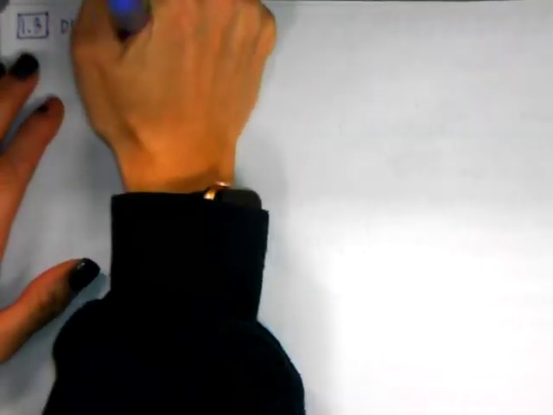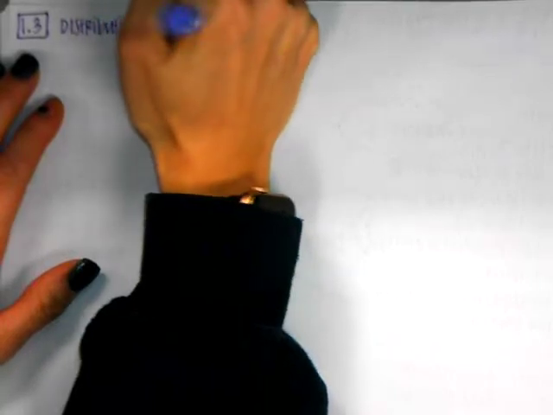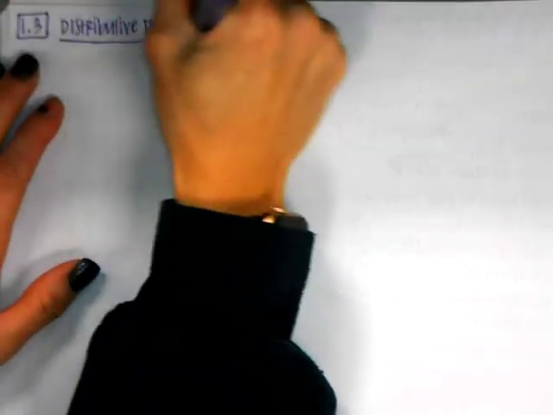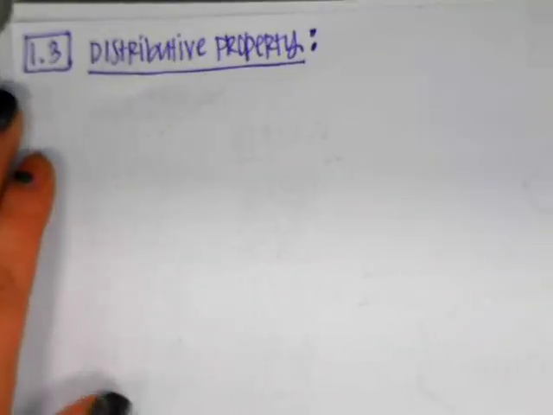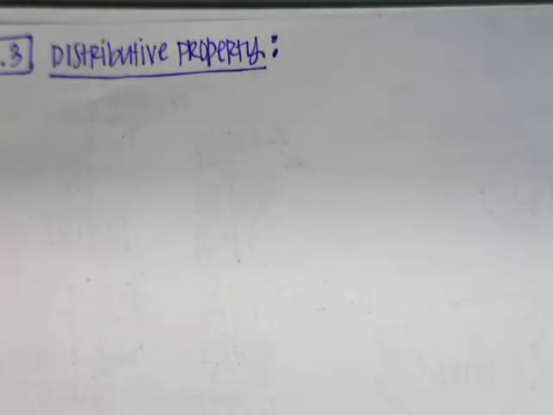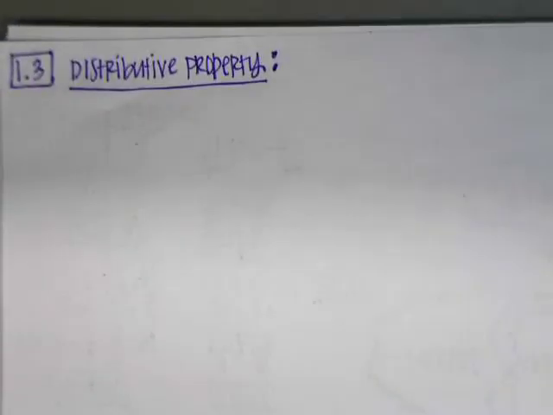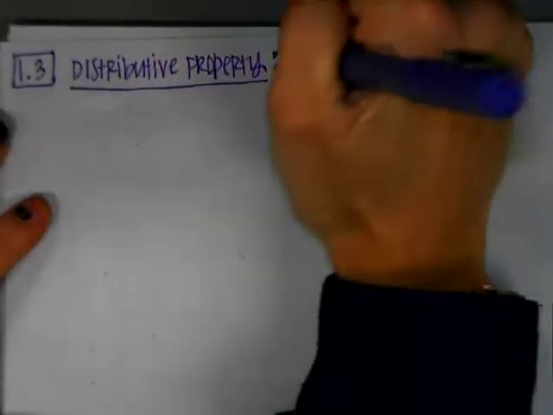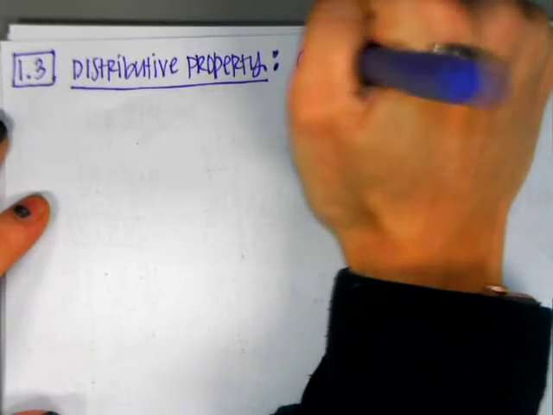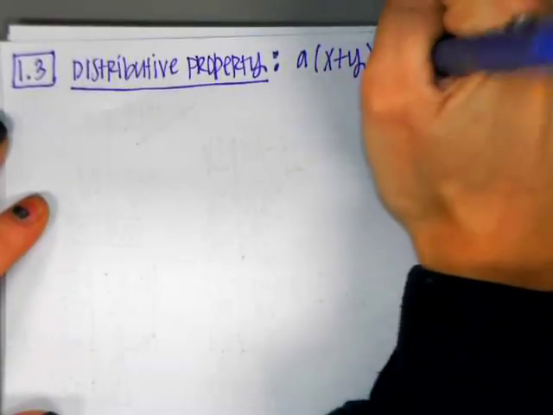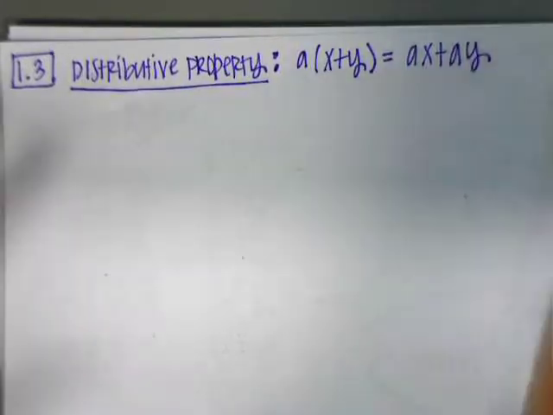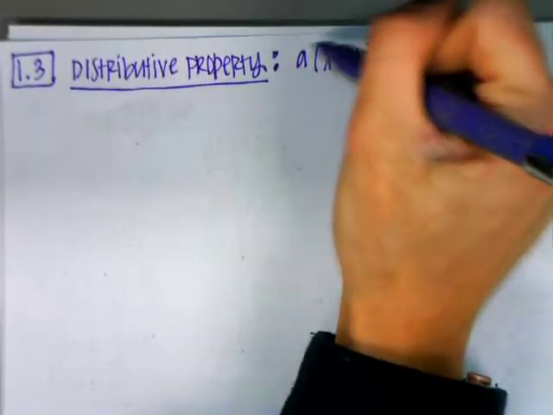So we're just going to first review what the distributive property even is. The distributive property is when you have something on the outside of a set of parentheses and you are multiplying it through. So it looks like a times x plus y is going to be ax plus ay. So the a is getting multiplied to everything on the inside.